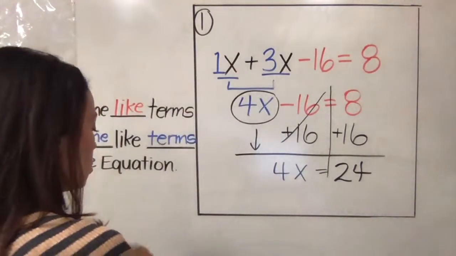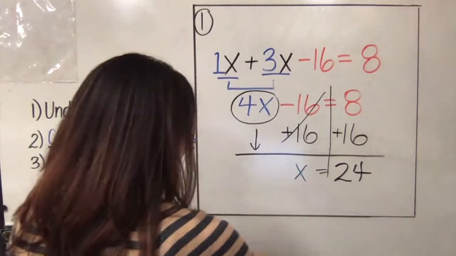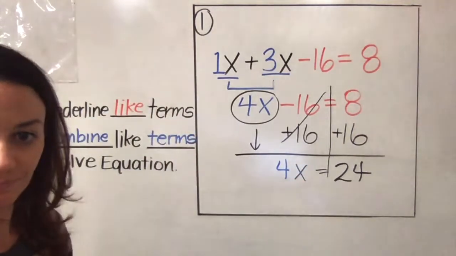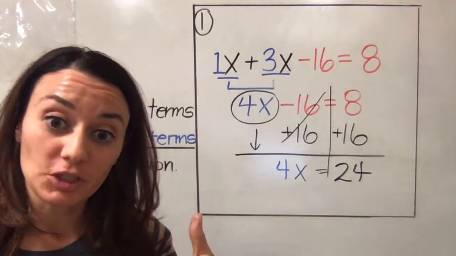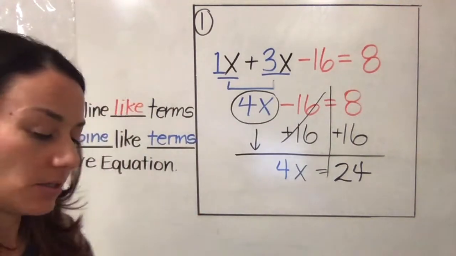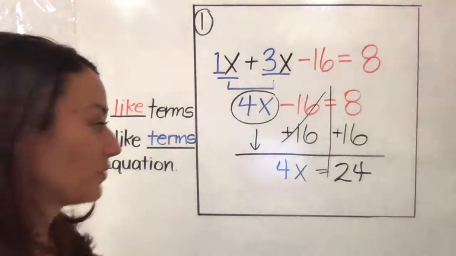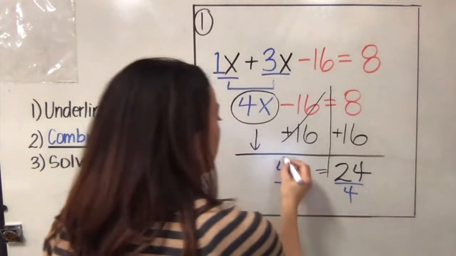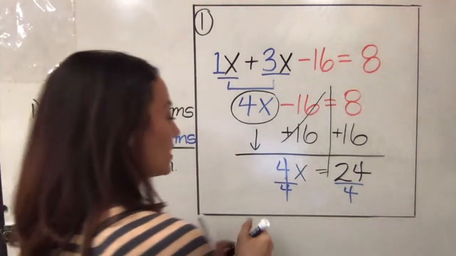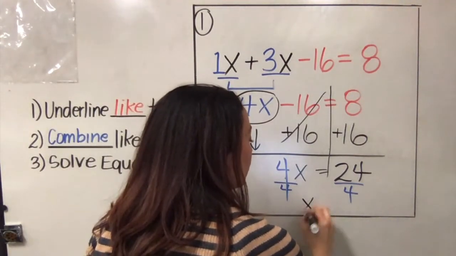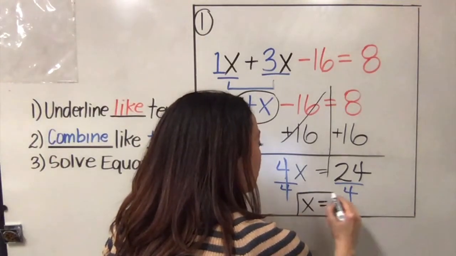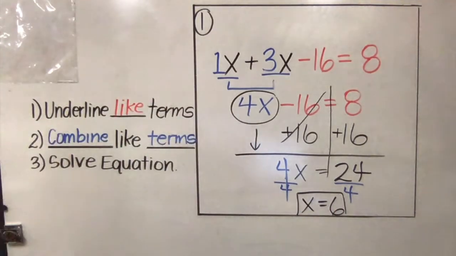Okay, so again, the coefficient, or the number that's being multiplied by x, is 4. So what's the opposite of multiplication? It's what? Division. So when you divide both sides by 4, 4 divided by 4 is 1. And what does x equal? Tell me, what is x? 24 divided by 4. Say it. It's 6. Awesome. Okay? Go ahead and get that down.